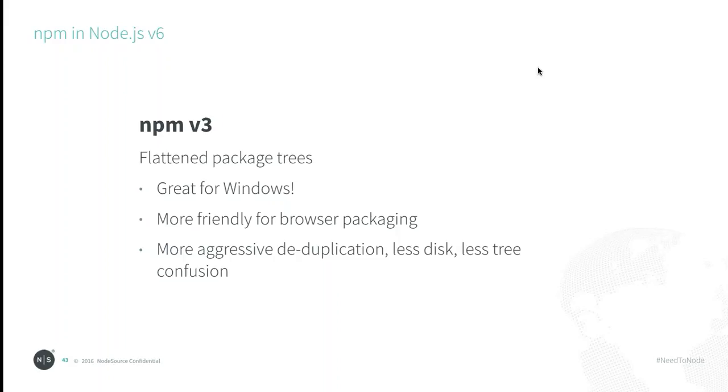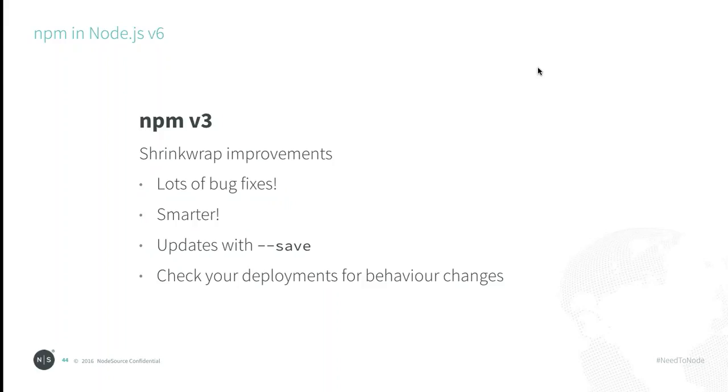There's also aggressive deduplication of packages across your tree, so it'll look at semver ranges and figure out how it can compromise and have fewer duplicate packages, which is less disk, also less tree confusion as well. You've got mostly single versions of packages unless it can't resolve conflicts.